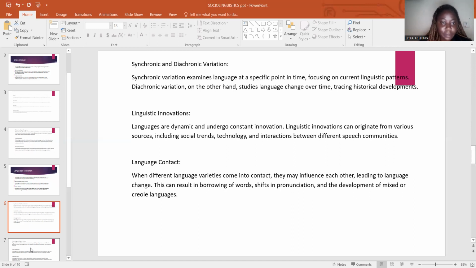Linguistic innovations. Languages are dynamic and undergo constant innovation. Linguistic innovation can originate from various sources, including social trends, technology, and interactions between different speech communities. Language contact. When different language varieties come into contact, they may influence each other, leading to language change. This can result in borrowing of words, shifts in pronunciation, and the development of mixed or creole languages.